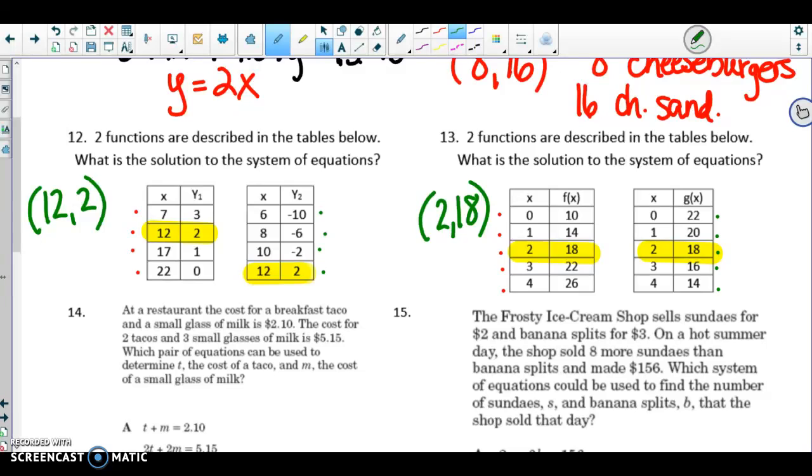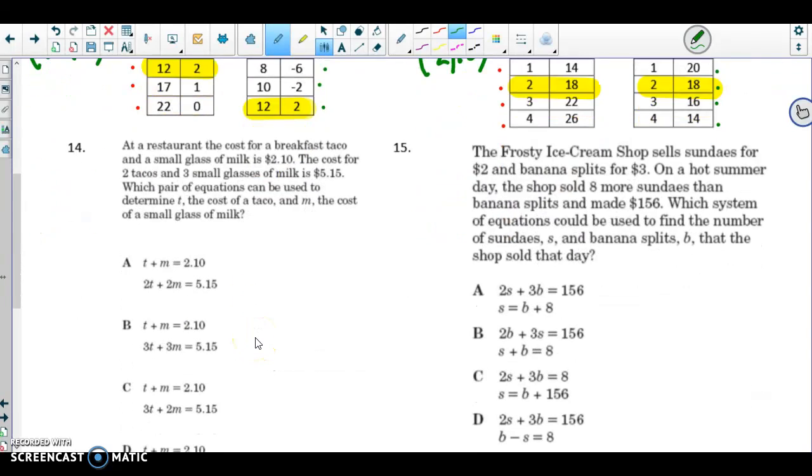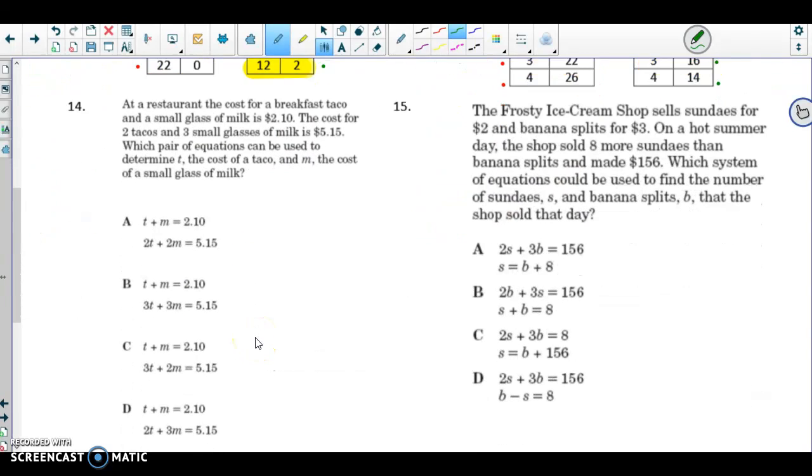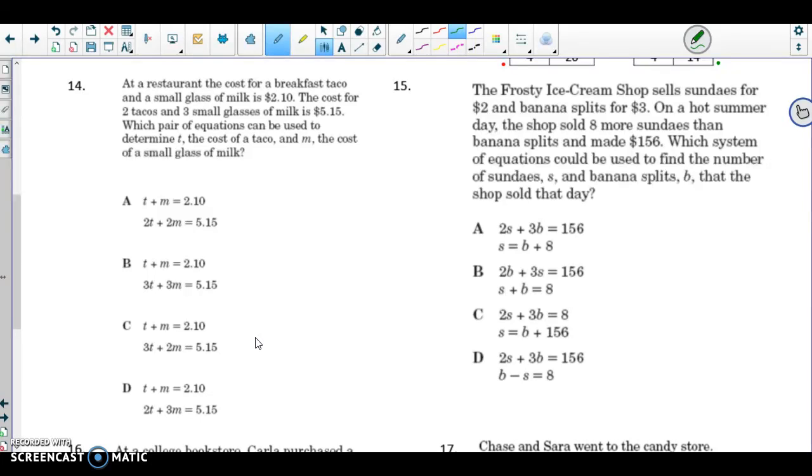All right, so finishing up on the back, we've got some word problems. We're going to try to see if we can figure out the ones we have here. At a restaurant, the cost for a breakfast taco and a small glass of milk is $2.10. The cost for 2 tacos and 3 small glasses of milk is $5.15. Which pair can be used to find T, the cost of a taco, and M, the cost of a small glass of milk?